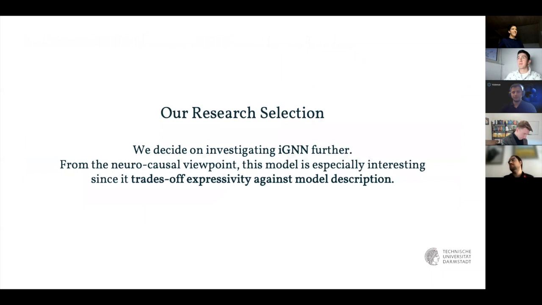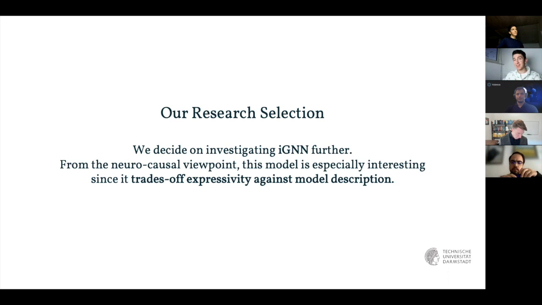Okay. So, as I said just now, from this neural-causal viewpoint, it's very interesting to look at a model for the first time, formally, which actually trades off expressivity against model description. With these IGNN-based models, you are not describing each structural equation or each structural causal dependency. You are just summarizing all these things together. Obviously, that comes at the cost of expressivity. That's why you cannot do counterfactuals. But this gets a lot more practical now.